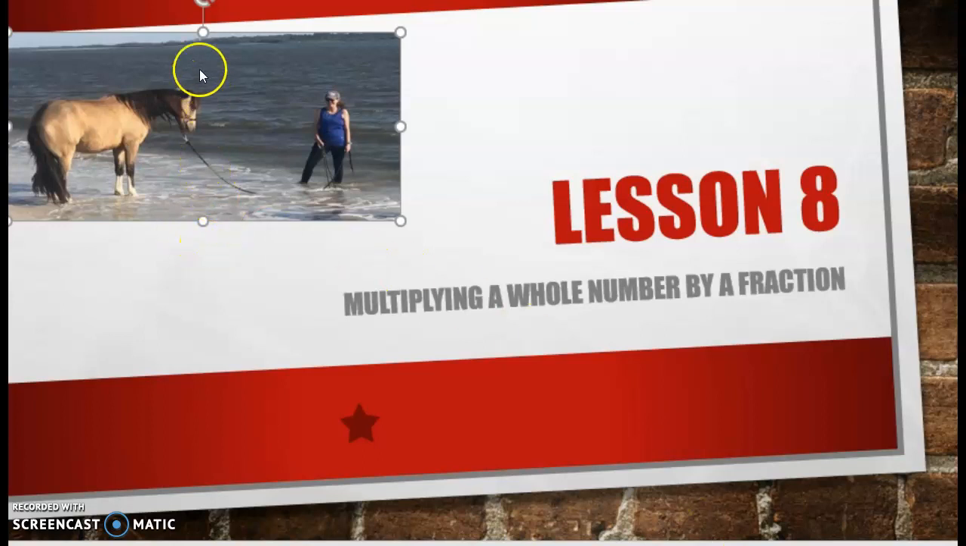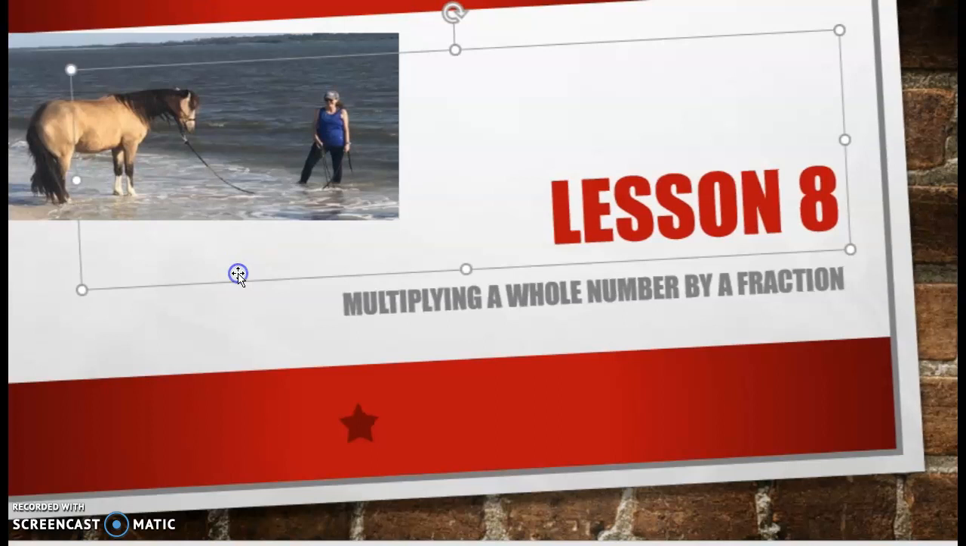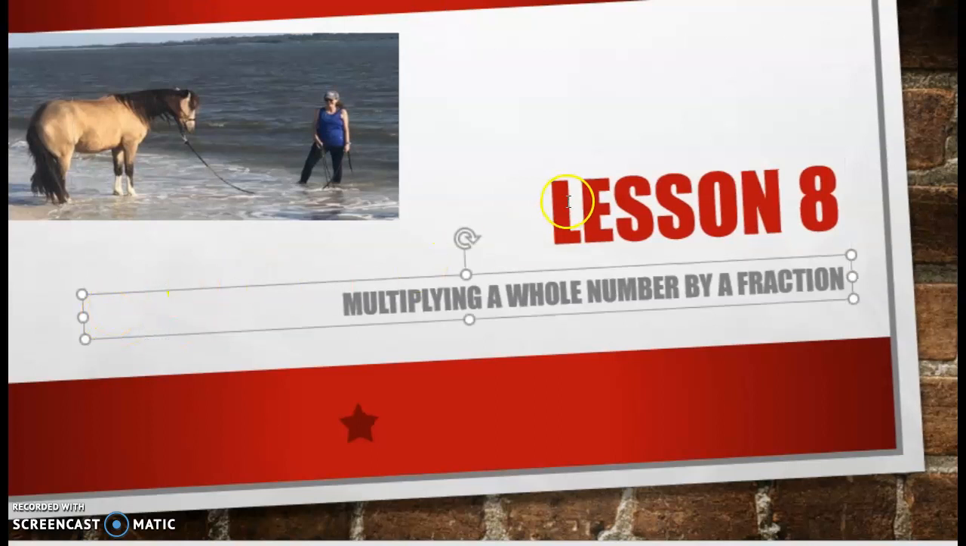Thought I would include this fun picture of my horse and I. I took him to the beach one day, and he really did not want to get in the water. This is a picture of me trying to get him in the water, but it was a fun day. Anyway, let's start our lesson.